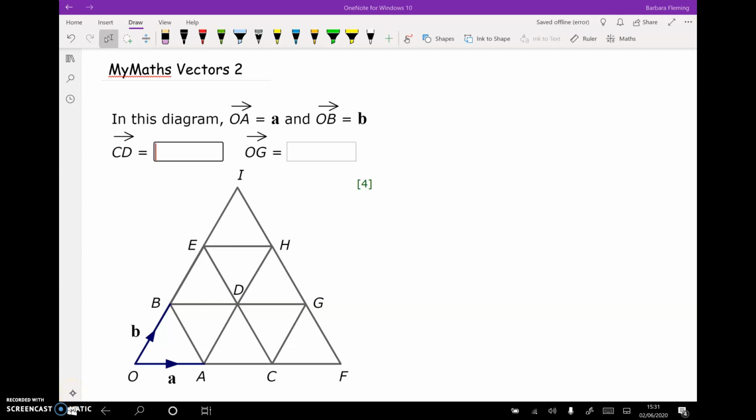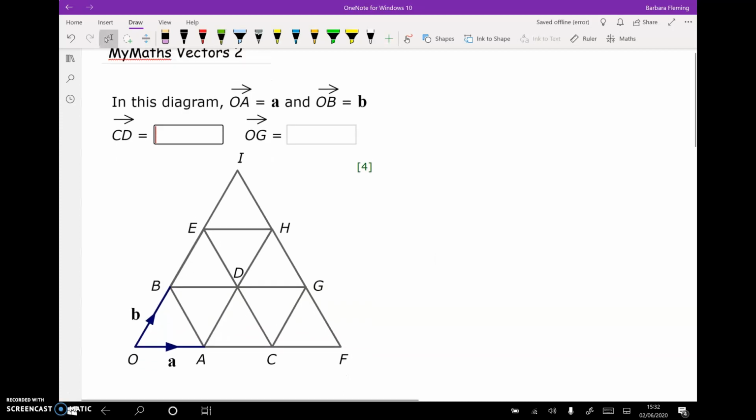In this video, we're going to look at MyMaths Vectors 2 homework. So we're looking at our vector journeys here. We're going to draw on the diagram thinking about your start point and end point here. So we've got our vector O to A, which they're calling the vector A. I'm going to write that as A underlined because I can't write in bold. And we've got O to B is our vector B. And we're trying to find the vector C to D in terms of A and B.